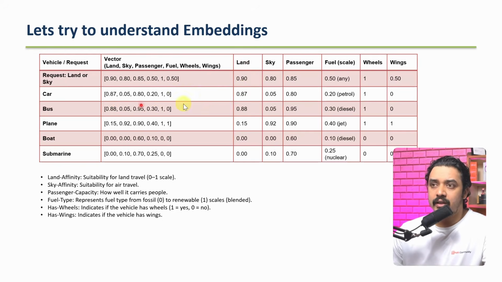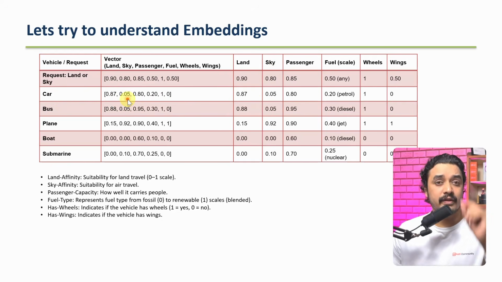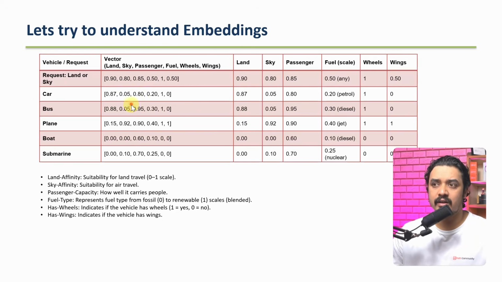Does it work on land? 0.87? Yes, it runs on land, car. Can it work on sky? No. So the value is 0.005. However, for the plane, it is 0.92, because yes, it can run in the sky. Car, can it carry a passenger? Yes, it can carry a passenger. What is the fuel? 0.20. Wheels? Yes. Wings? No. So 1 and 0.